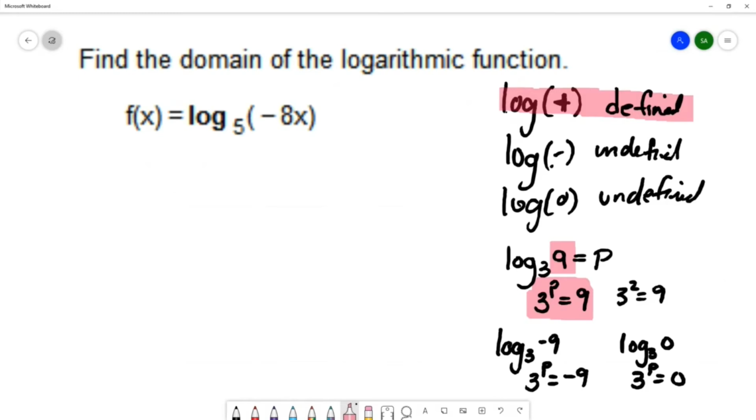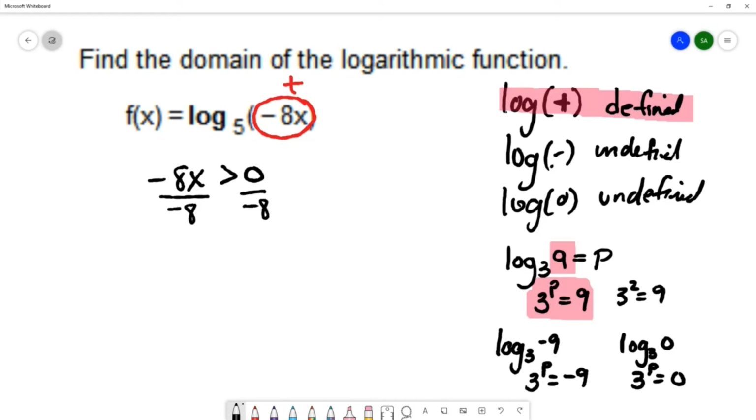So if we want to find the domain of this log function, we need what's inside of the logarithm to be positive. So we're going to create an inequality that says negative 8x, that's the expression that we have inside of our log, needs to be positive, which is greater than 0. And we're going to solve that inequality. So I'm going to divide both sides by negative 8.